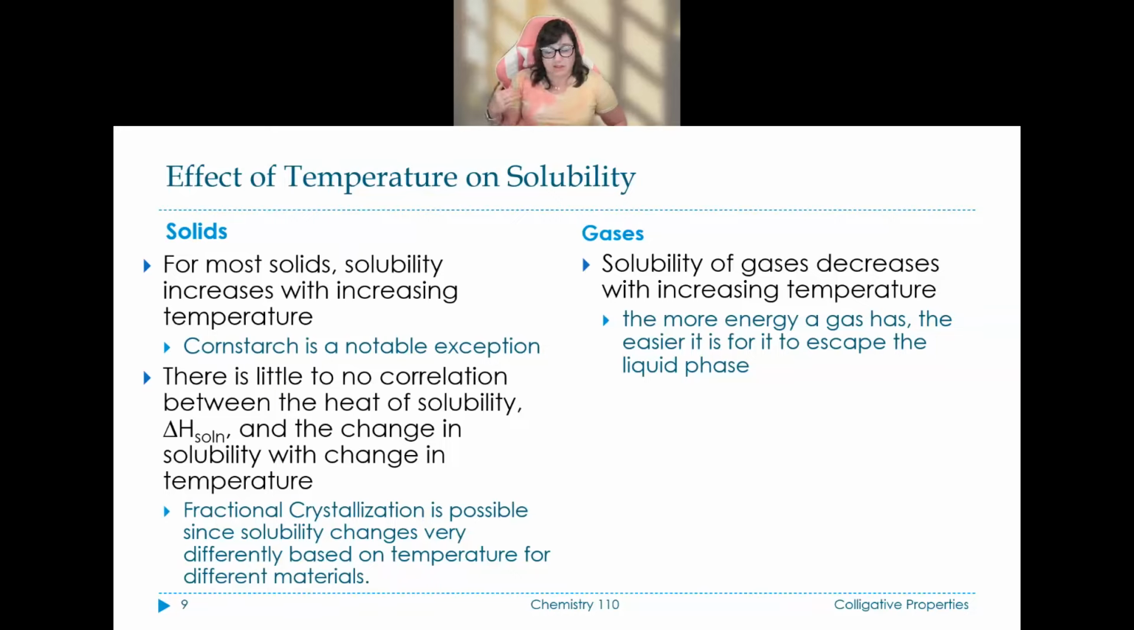So a lot of things, sodium chloride, glucose, as we raise the temperature for those, we'll get more that go into solution. And we know there's little to no correlation between the heat of solubility, this delta H solution, and the change in solubility with change in temperature. Now you may not understand what delta H solubility is, and that's okay, but there's little correlation between the two. Fractional crystallization is possible since solubility changes very differently based on temperature for different materials. So we can see a big change in one of those versus another one, depending on what temperatures and conditions we have. And so that's how we can do fractional crystallization.